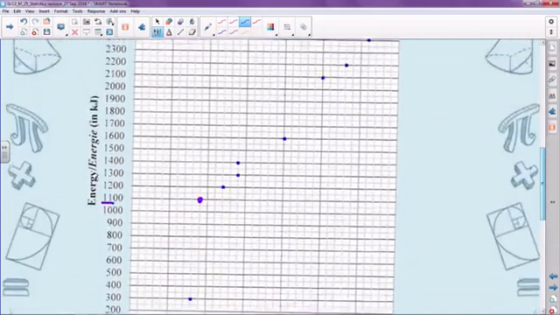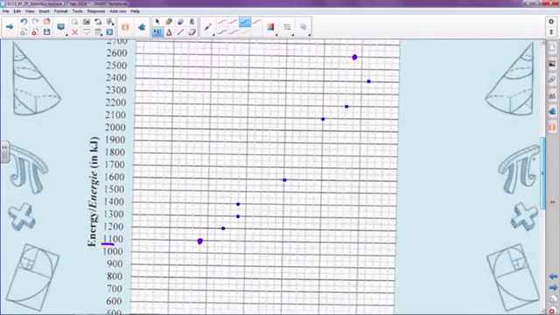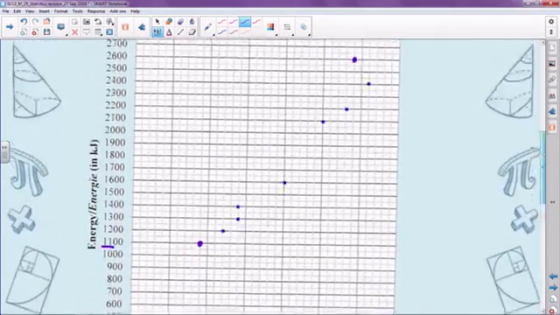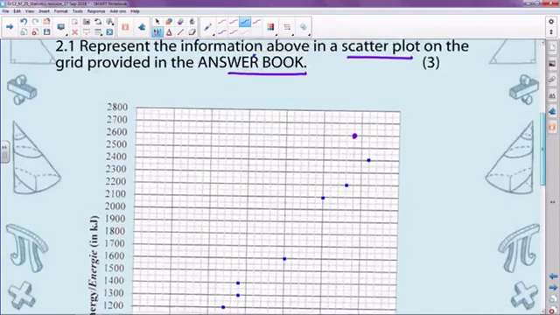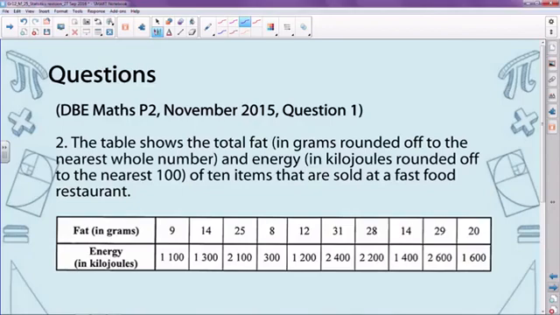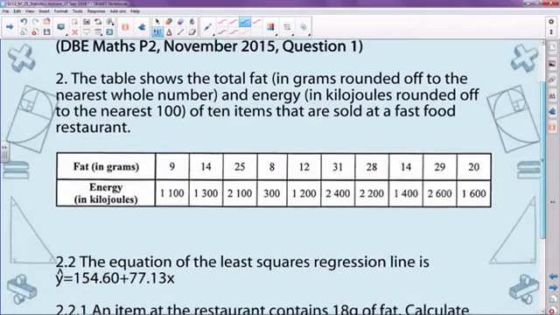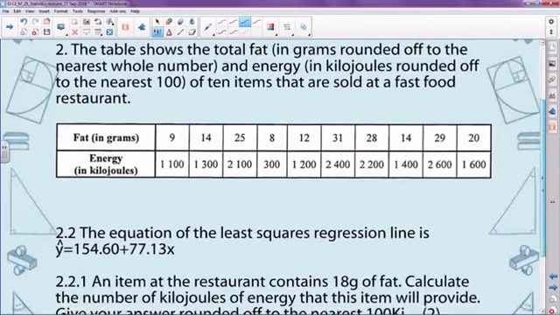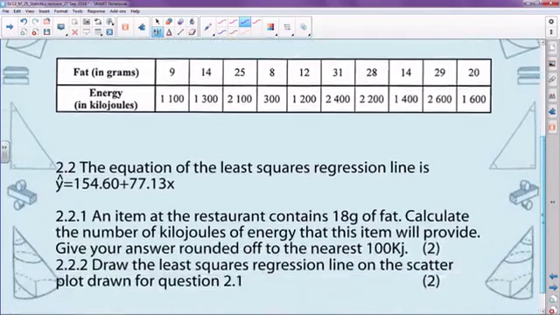All right, so this is roughly what your scatter plot should look like. I can't fit everything into the screen there, but hopefully you all have the same graphical representation of your scatter plot as well. Let's have a look at what the rest of the question says. It's the same question, coming from November 2015. It's question 1, and we're given the total fat and the kilojoules released.